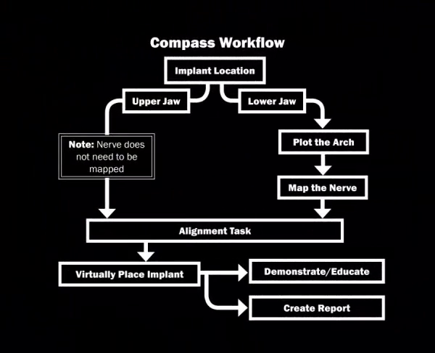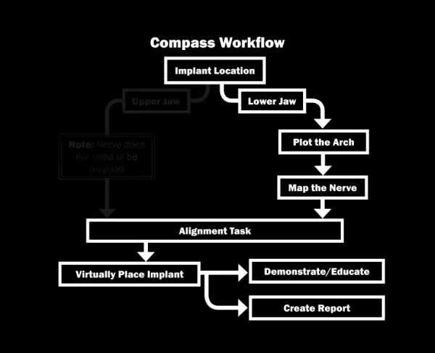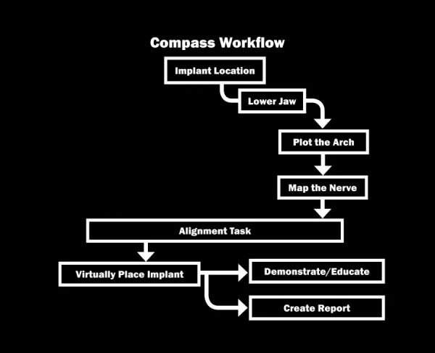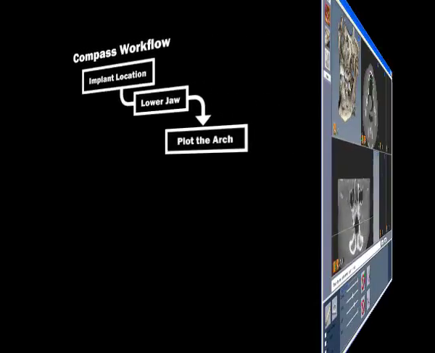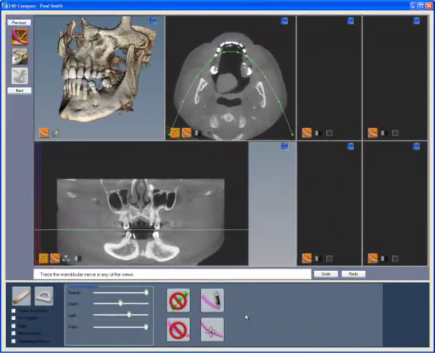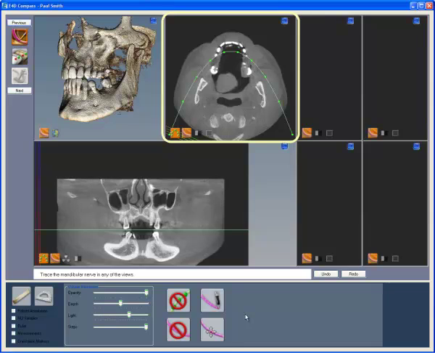The workflow is different depending on whether the implant location is in the upper jaw or lower jaw. For this example, we're going to have an implant in the lower jaw. The first step is plotting the arch. The goal of plotting the arch is to display the mandible nerve canal in the panoramic view. As a new treatment plan is created, the system maps a default arch. It will look something like the example shown.